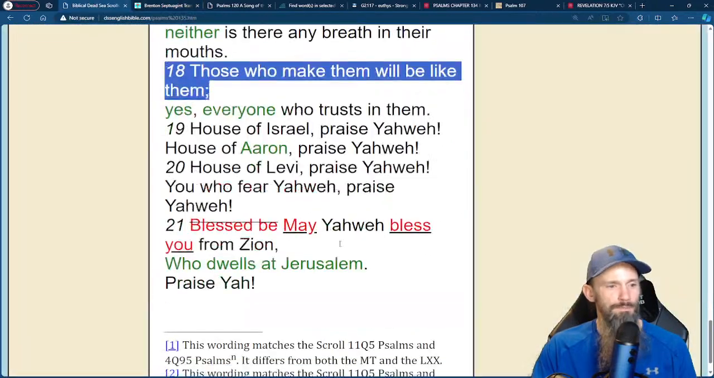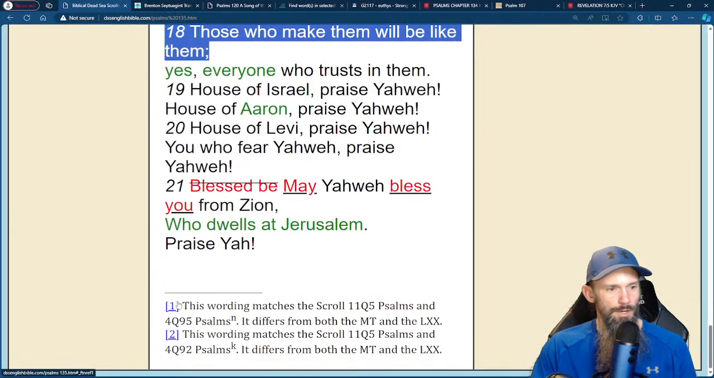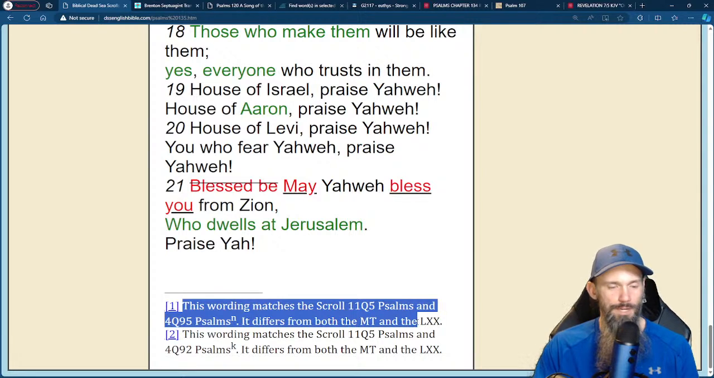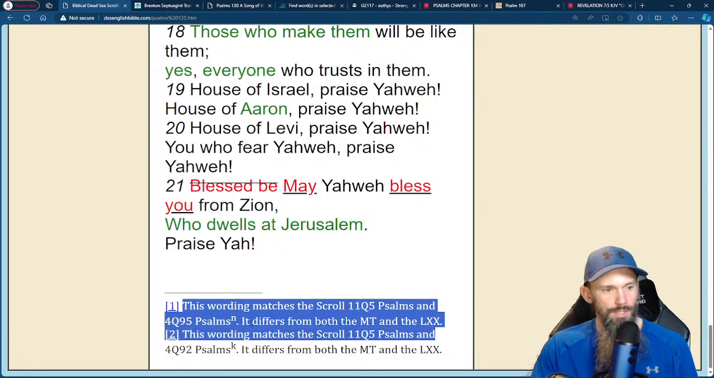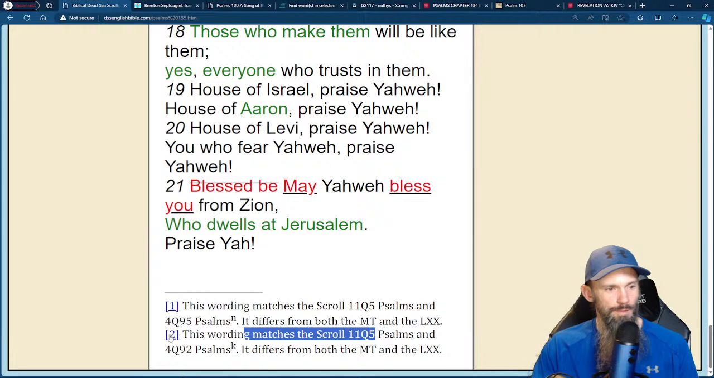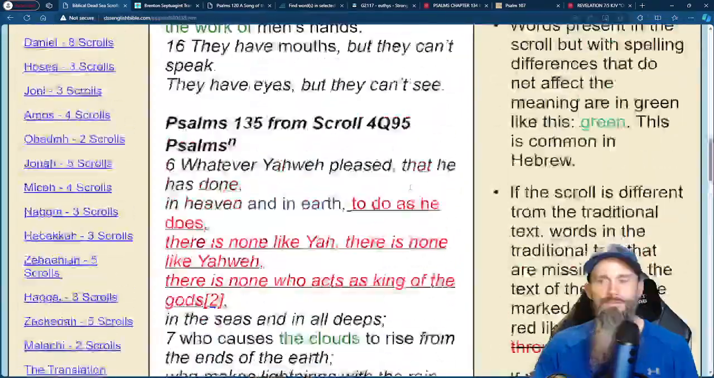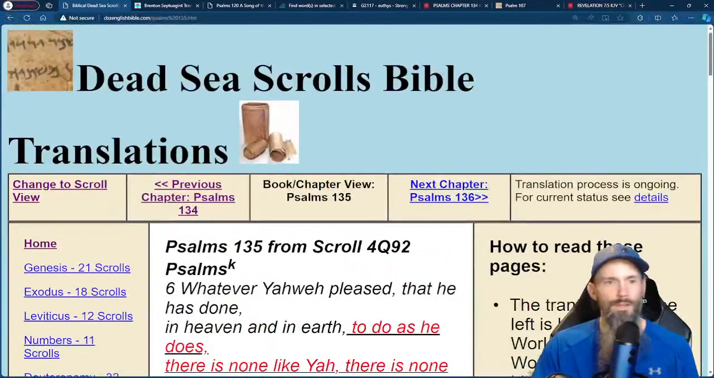It's a beautiful song. Now, a couple of notes here. This wording matches the scroll 11Q5 Psalms and 4Q95 Psalms. It differs from both the Masoretic text and the Septuagint. That's the reason I like Dead Sea Scrolls, because even the Septuagint gets some things wrong. So that was very good. I'm glad I did that.